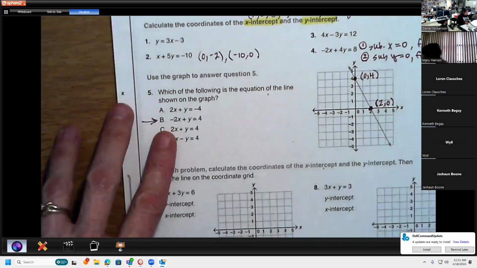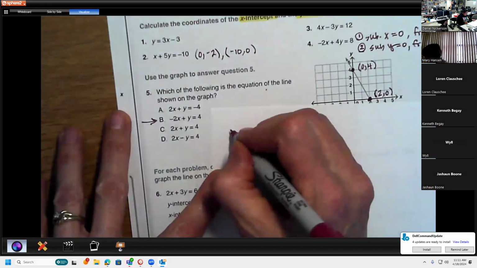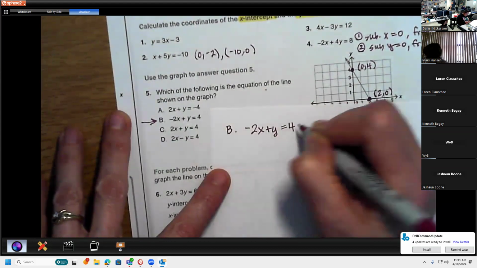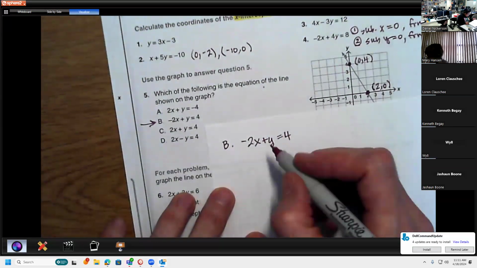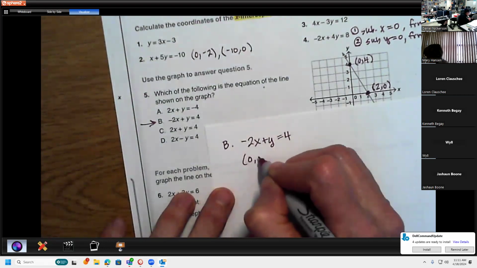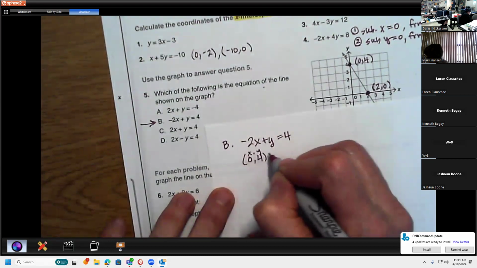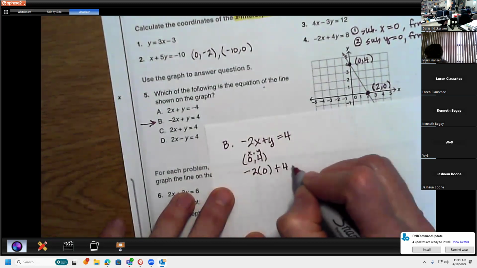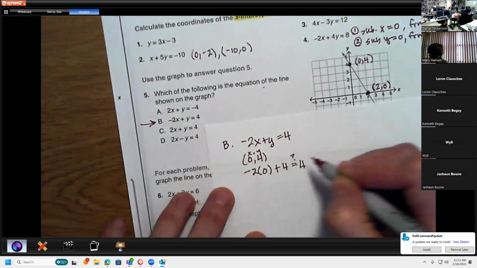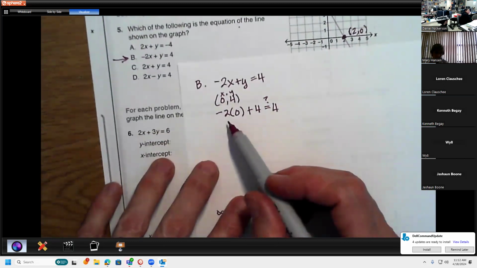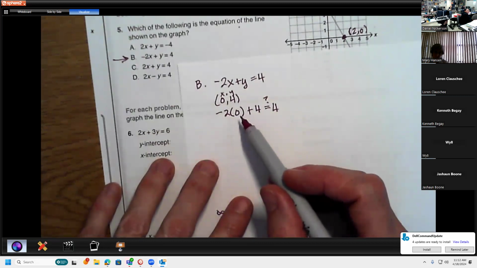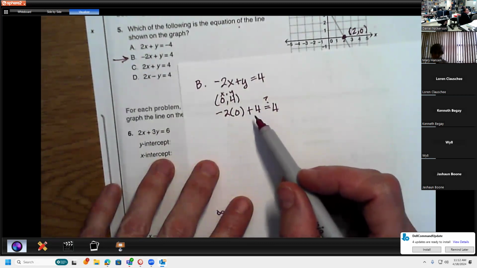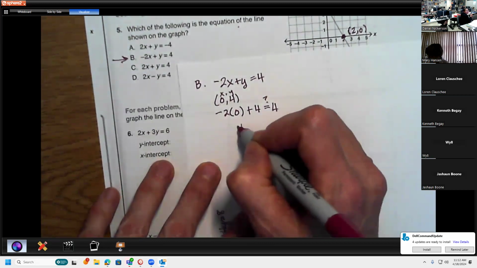So let's try it. Let's check B: negative 2x plus y equals 4. I'm going to try (0, 4). That's my x and my y. If I put in 0 for x and 4 for y, is that a true statement? Negative 2 times 0 is 0, and 0 plus 4 is 4, and 4 equals 4. That is true.